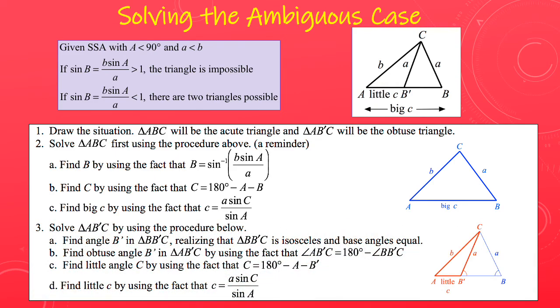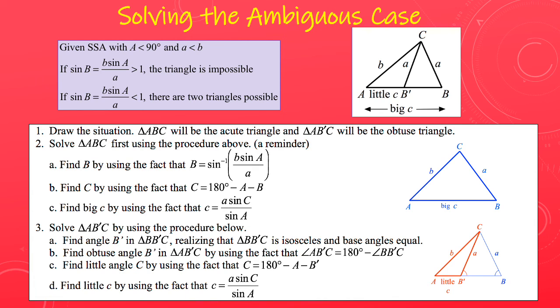We now will solve triangle AB prime C by using the following procedure. We start by finding angle B prime in triangle B prime C by realizing that triangle B prime C is isosceles. So we find obtuse angle B prime in triangle AB prime C by using the fact that angle AB prime C is equal to 180 degrees minus angle B prime C.